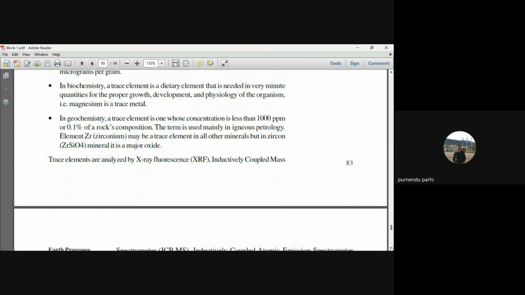In geochemistry, a trace element is one whose concentration is less than 1000 ppm, that is about 0.1% of the rock composition. The term is used mainly in igneous petrology. The element zirconium may be a trace element in all other minerals, but in zircon, ZrSiO4, it is a major oxide.